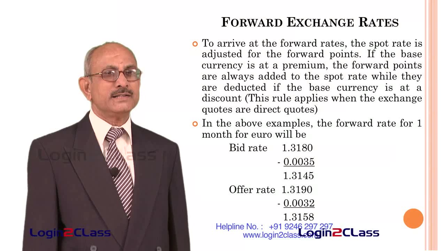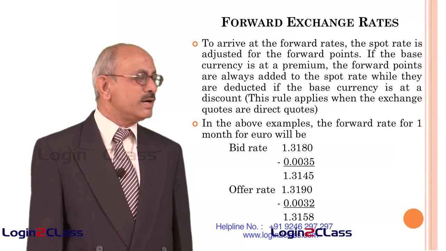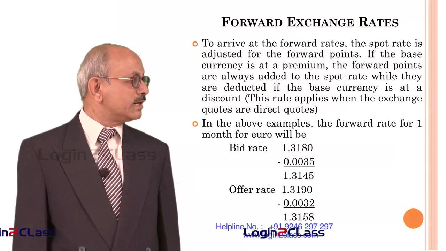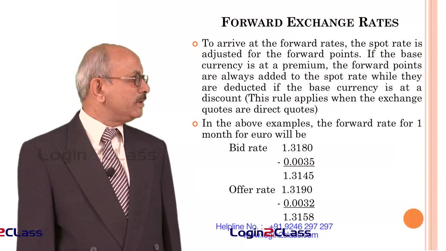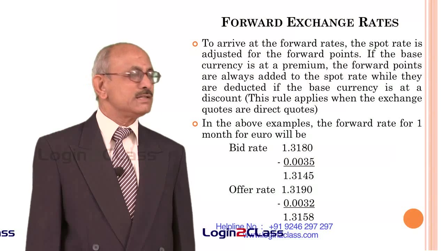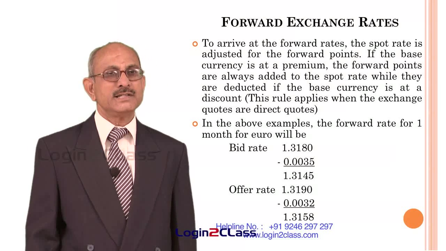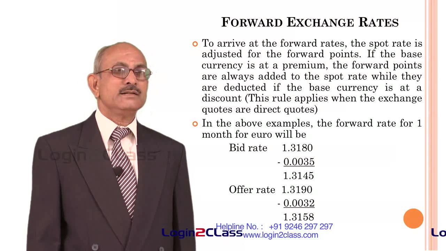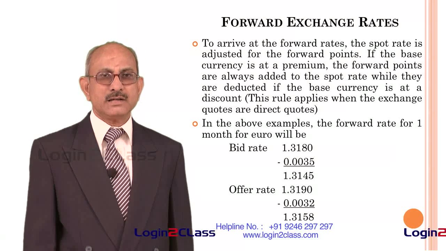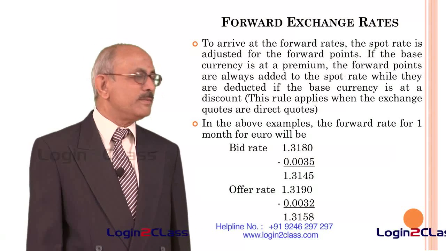Similarly, in the case of the offer rate, that is the second spot rate, it is 1.3190. You deduct 0.0032 to arrive at 1.3158. So the rate quoted for 1 month forward will be 1.3145 bar 58. So only the last two digits of the offer rate are shown. That is how it is calculated for a forward exchange rate. You have to remember that the margins are always deducted if the currency is quoted at a discount. The margins are always added if the currency is quoted at a premium.